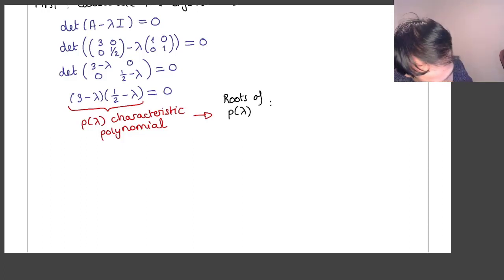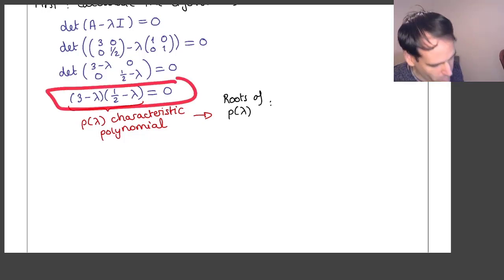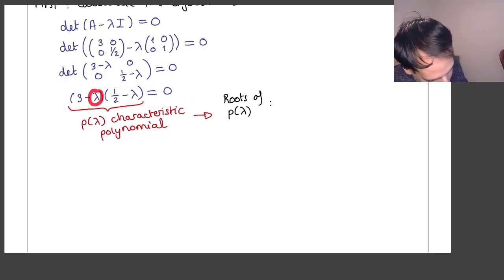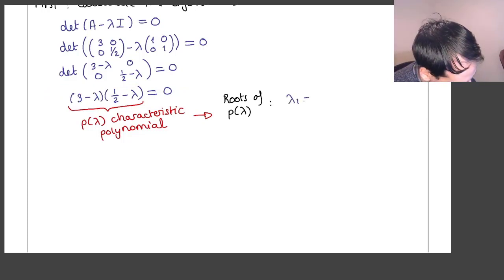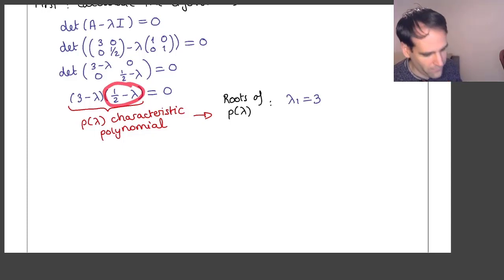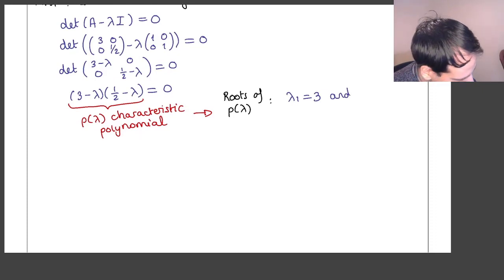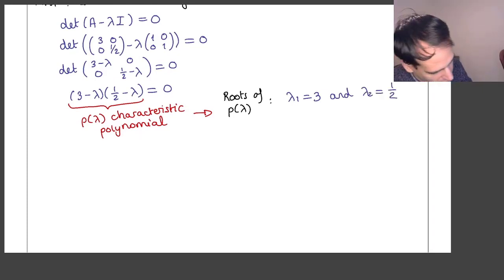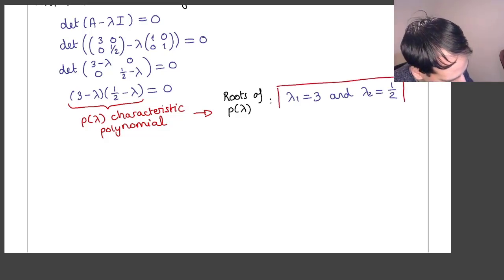And what are the two roots? They are the solutions to the equation polynomial equal to 0. So if lambda equals 3, this will be 0, so that will be the first solution. And the second solution will be if lambda equals 1/2, this will be 0. So those are the two eigenvalues for this matrix.